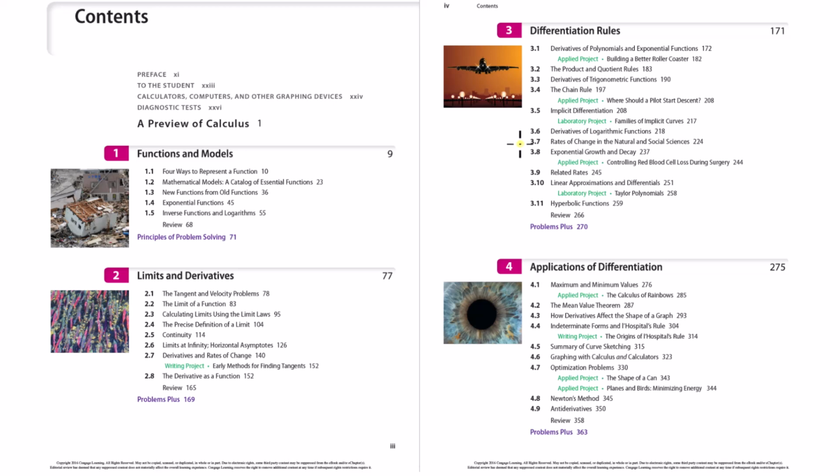In chapter 3, there were some sections that went over certain applications of differentiation. So section 3.7, rates of change in the natural and social sciences. 3.9, related rates. 3.10, linear approximations and differentials. So these were some of the applications of differentiation. In chapter 4, we're going to go through a bunch of other applications. And in this video, we're going to go through section 4.1, so maximum and minimum values.